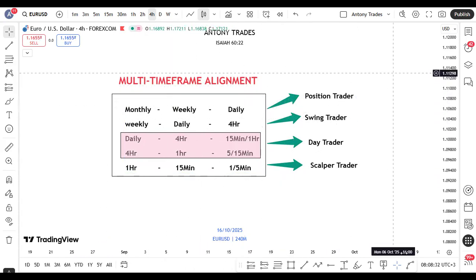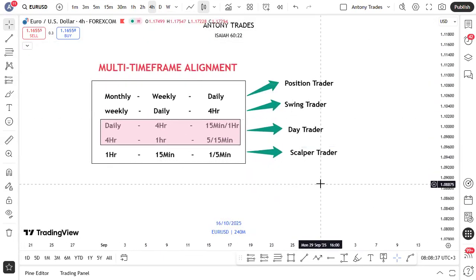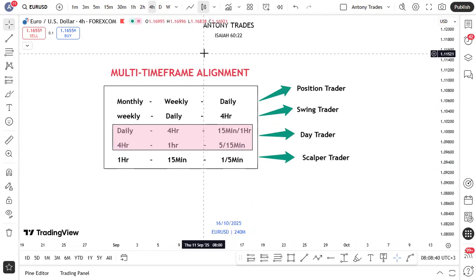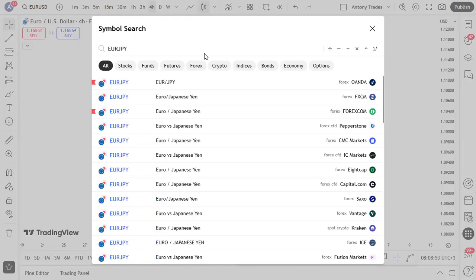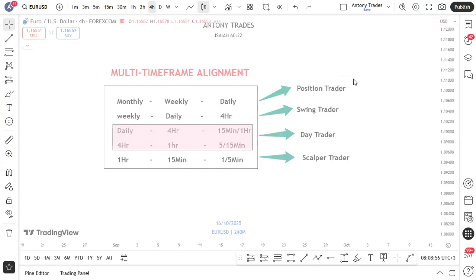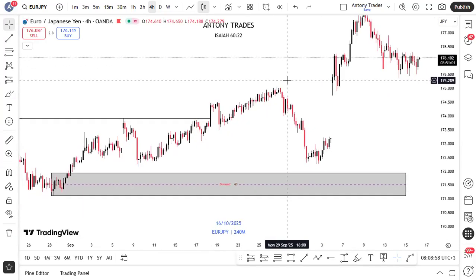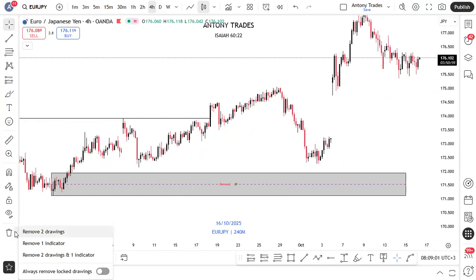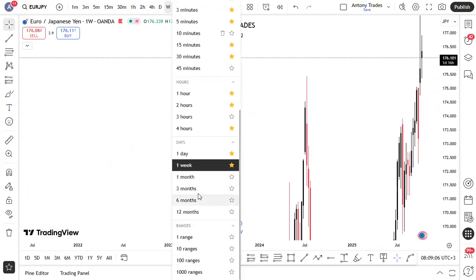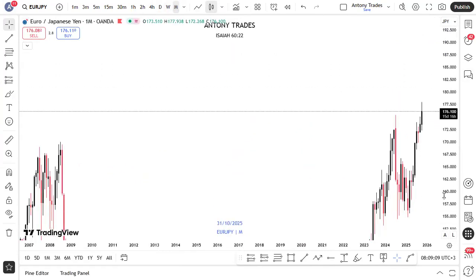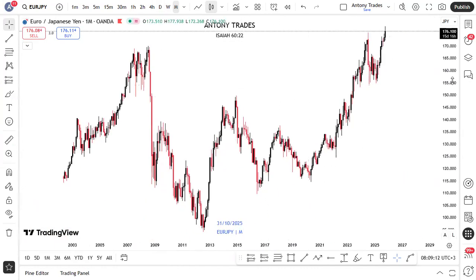Now we are just going to pick any chart randomly. Now, if I'm going to use, let me use, which chart? Maybe Euro JPY. Let me go to Euro JPY, and I'm going to start from the swing trade or the position size trader. Let me go to monthly time frame. We are on a monthly time frame on this chart.